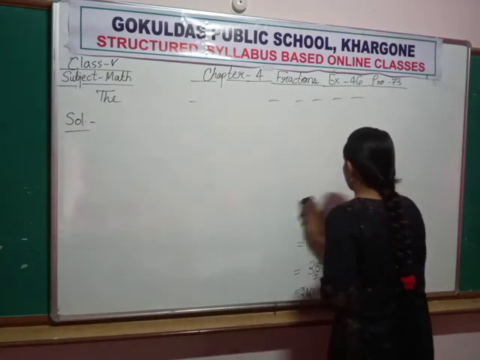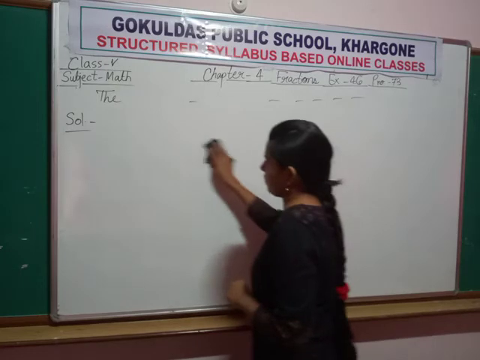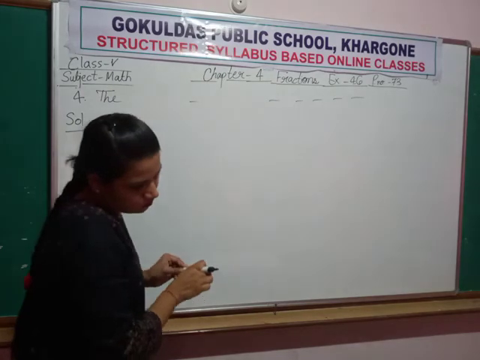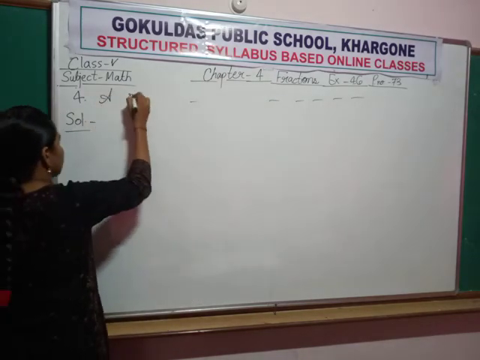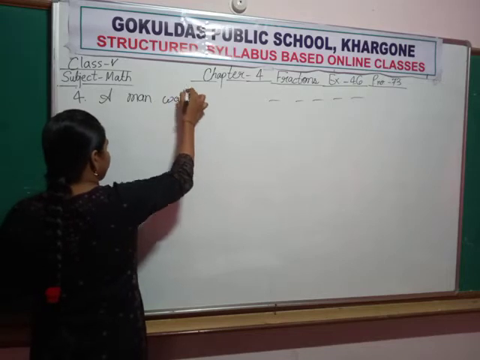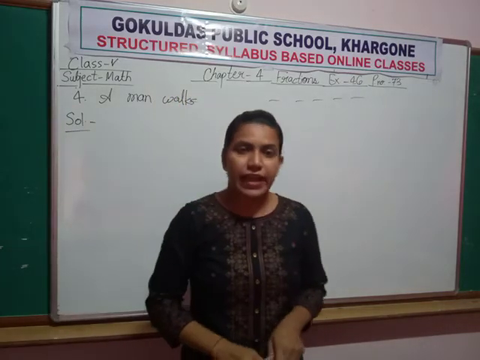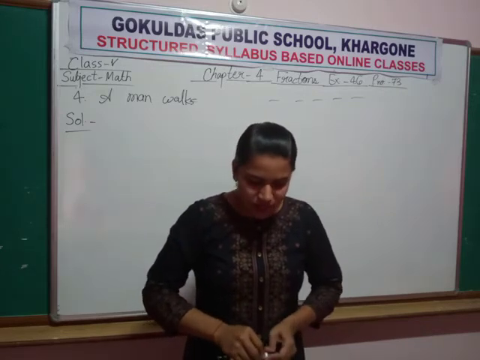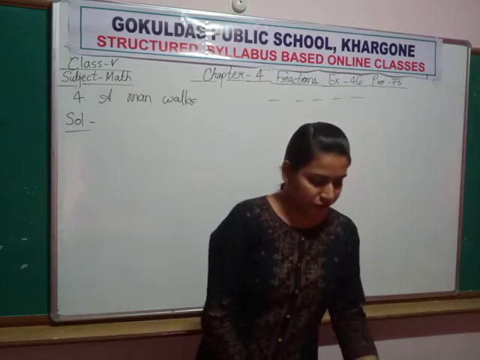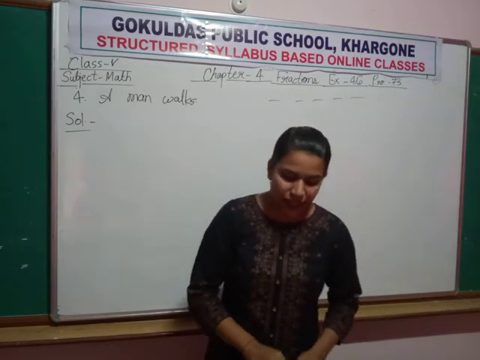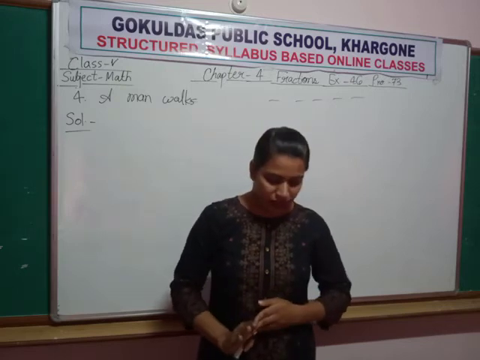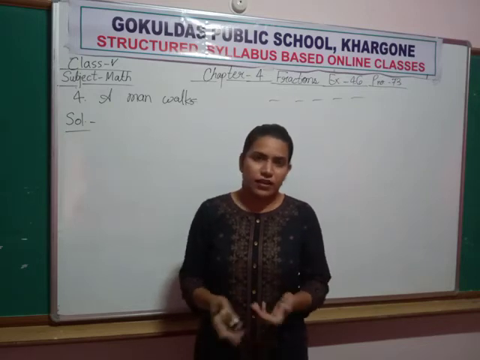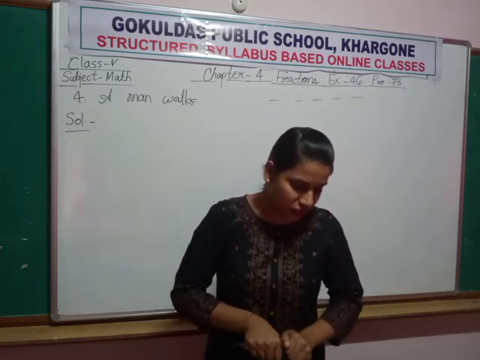Question number 4 I am going to solve for you. A man walks 8:1/2 kilometer in 2:1/8 hours. How much distance will he cover in 1 hour? Here the data for more kilometers and more hours is given, and they are asking us to find the distance for 1 hour. So we understand we need to apply the division operation here.